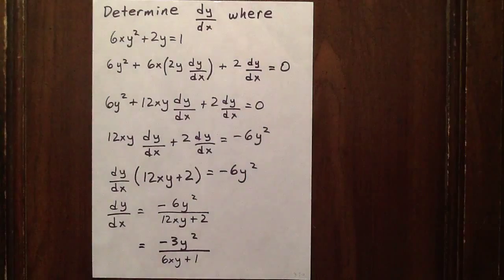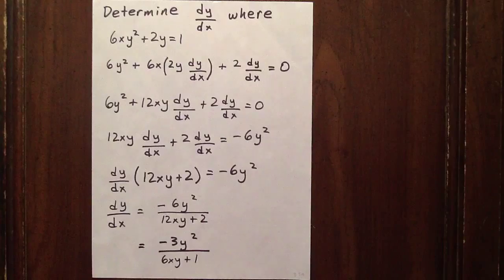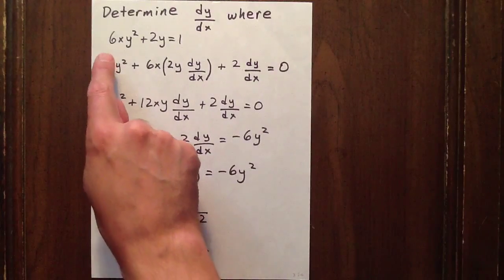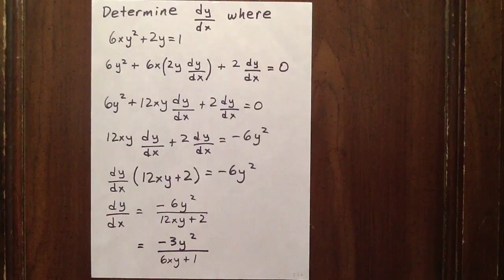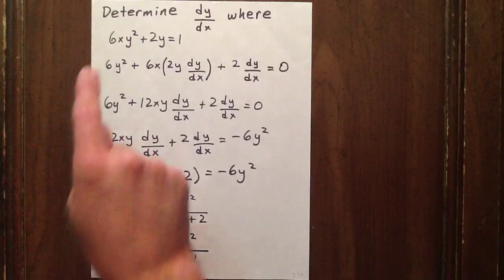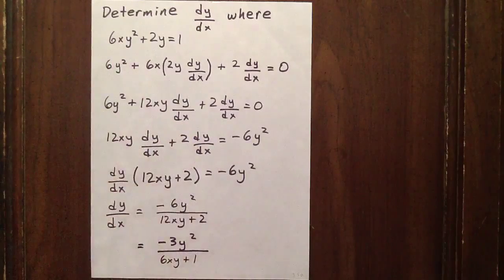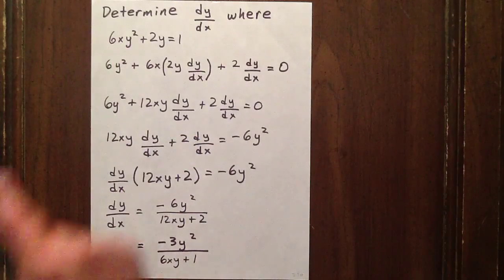In this question, we're going to use implicit differentiation to determine dy/dx. Well, we have this expression here. What we're going to do is take the derivative of every term in terms of x. So we think of this first term as 6x times y squared.